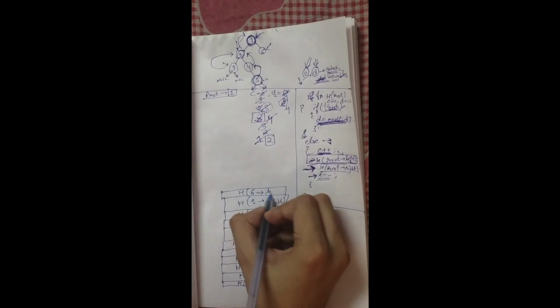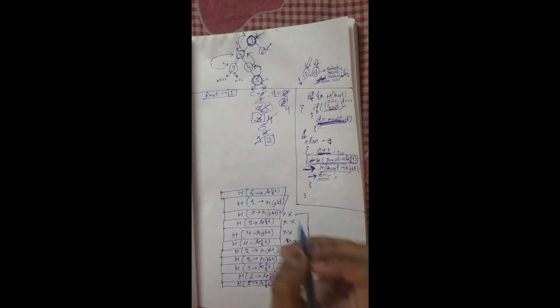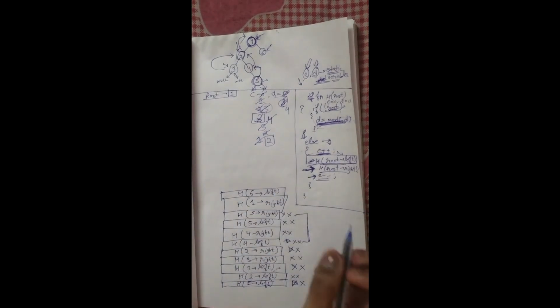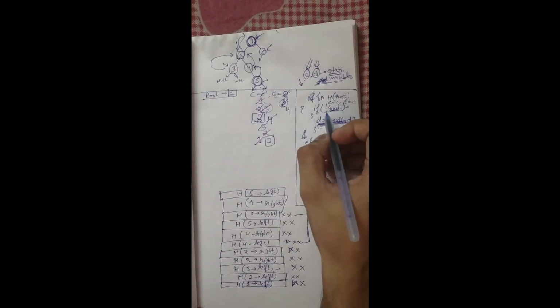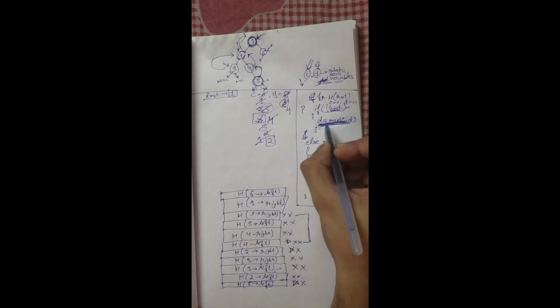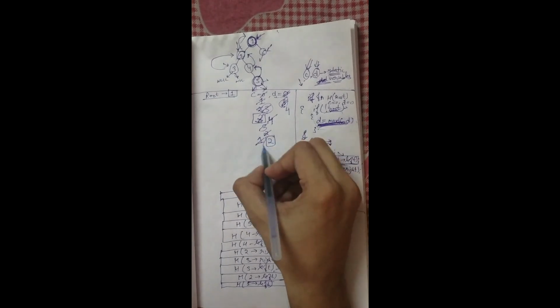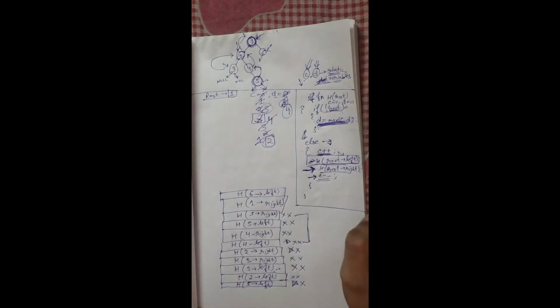6 to left. Now does it exist? No, it is null, so it would come here. Okay, d is maximum of c comma d. c is 2, d is 4, so d would remain 4.